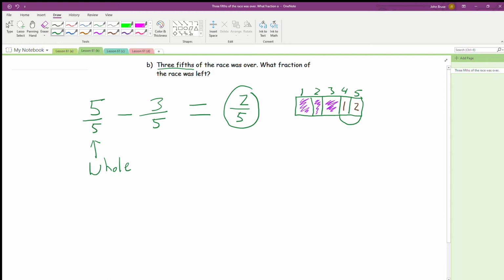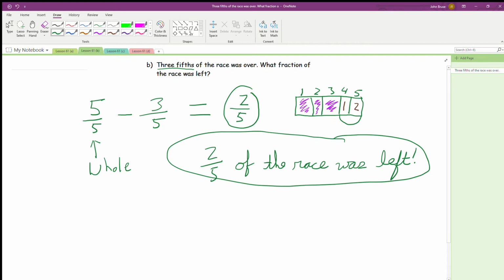So we need to label this also. It says what fraction of the race was left. So we would write 2/5 of the race was left. And then we can circle that answer. That was probably our better answer. We need to make sure we label word problems.